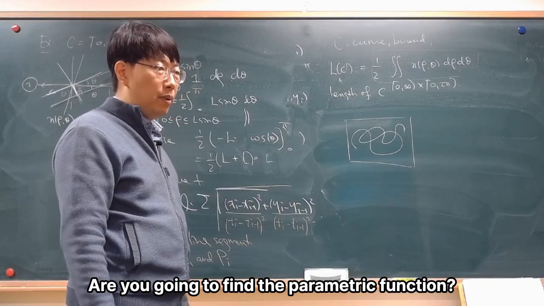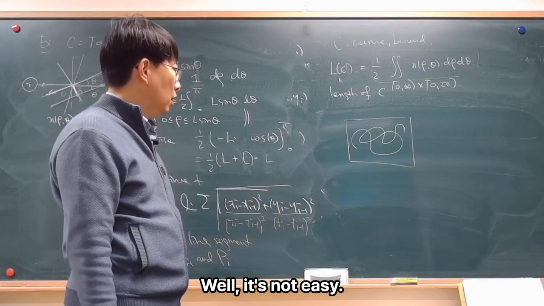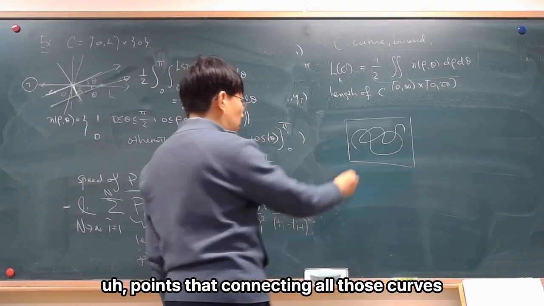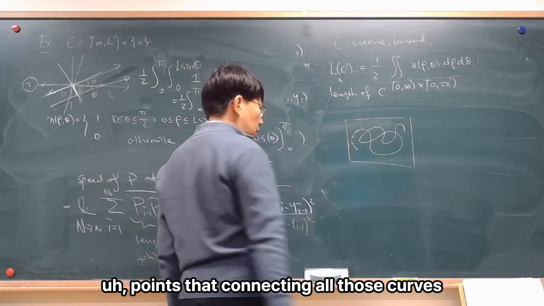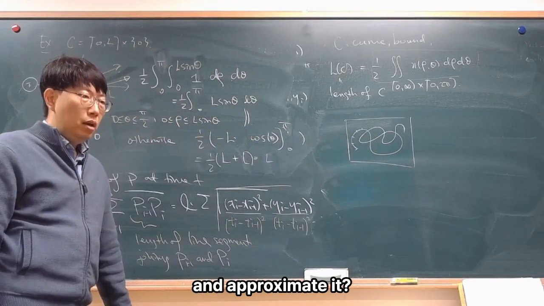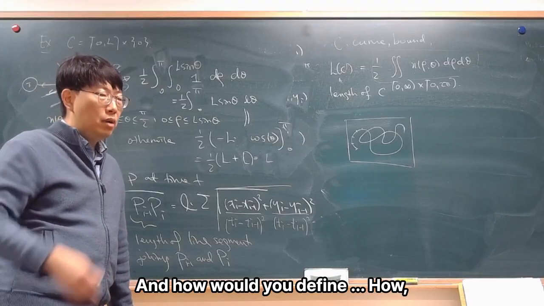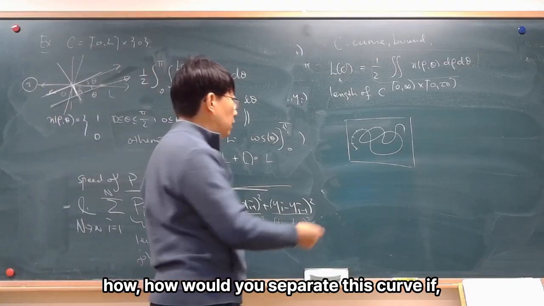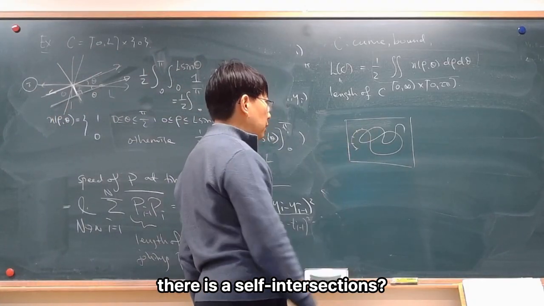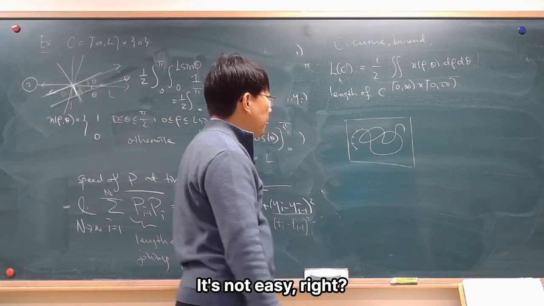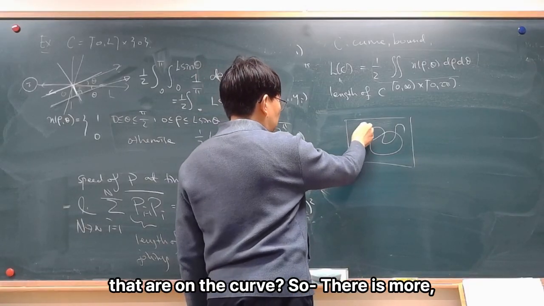Are you going to find a parametric function? It's not easy. Or are you going to find points connecting all those curves and approximate it? And how would you separate this curve if there are self-intersections? It's not easy, right? And how would you identify that a point is on the curve?